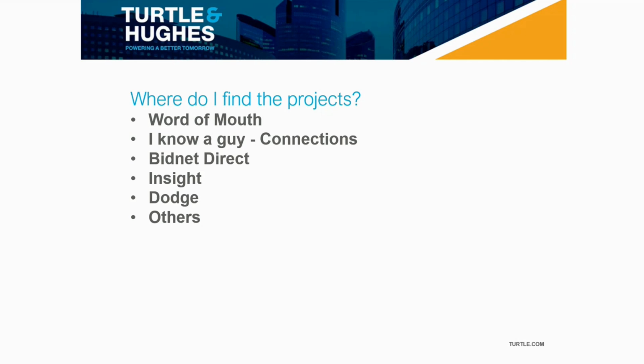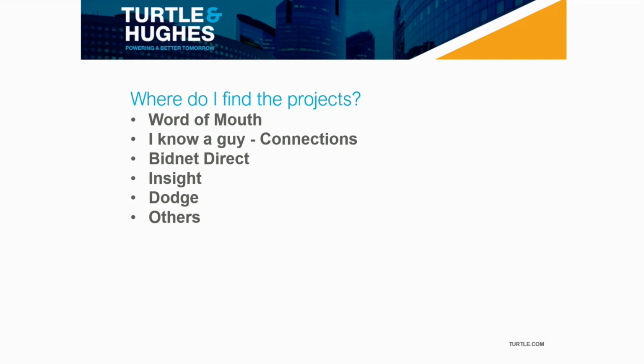Well, there's other services that you can subscribe to, such as BidNet Direct or Insight or Dodge. And there's some others out there as well, services, either, let's say, for New York State, they've got a process, the Metropolitan Transit Authority, they've got a process in which you can go in there and look for different types of projects. These are all different ways that you can get access to these types of projects.